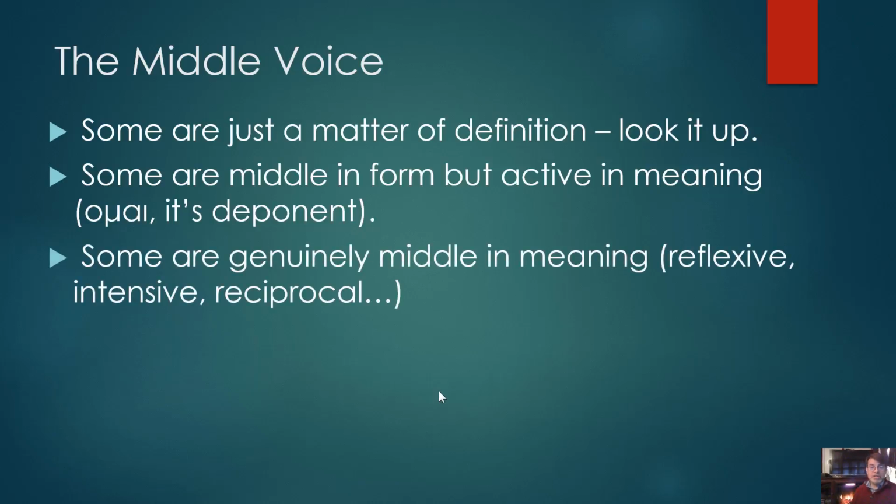Now, there are actually genuinely middle words, in which case it may have a nuance like reflexive. If you take the verb hit, Ken hit, and you put it in the middle, it might mean Ken hit himself, all in that middle verb. Or it could mean Ken himself hit. That's intensive. Or Ken hit one another. That doesn't make any sense. But the middle voice can have a kind of nuance that's somewhere in between active and passive.